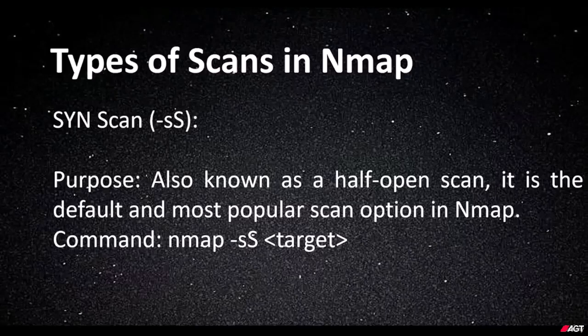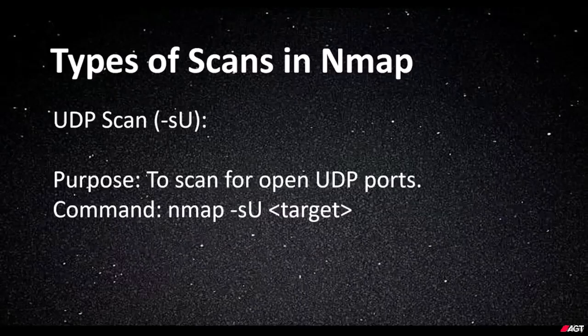So it is fast, making it ideal for large networks. Okay, next we have UDP scan, -sU. It is used for scanning open UDP ports. The command that you can use is nmap -sU, and you can mention the target. As you know, UDP does not have a handshake mechanism like TCP. So UDP scans can be slower and more challenging, but they're essential for discovering services like DNS and SNMP.